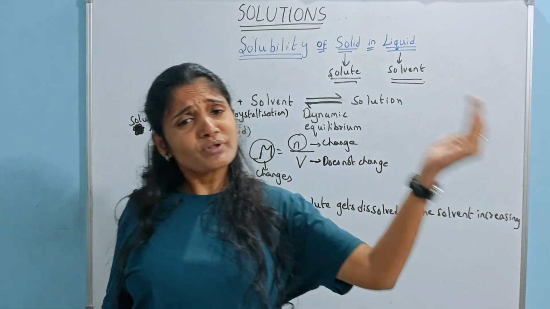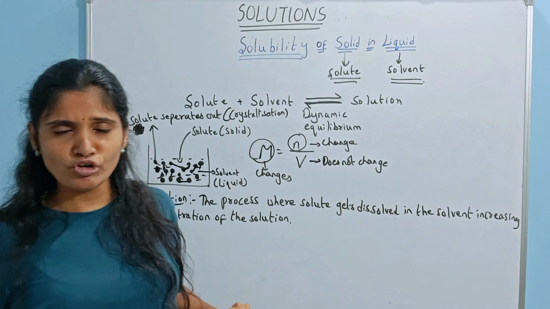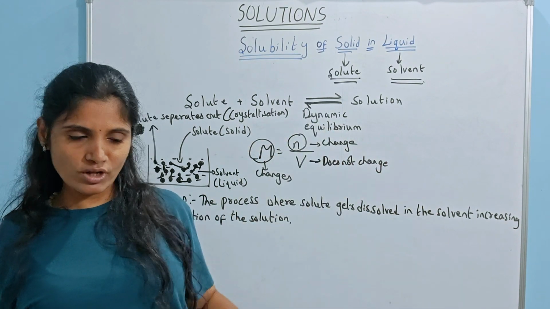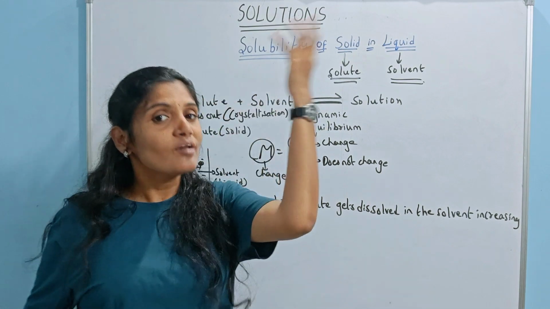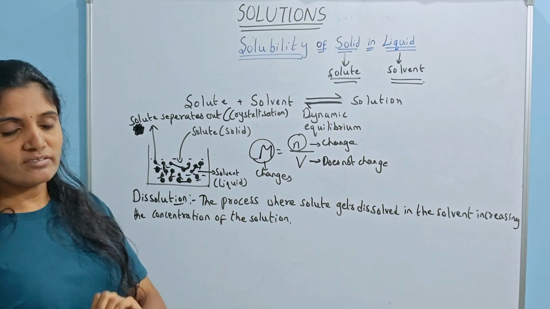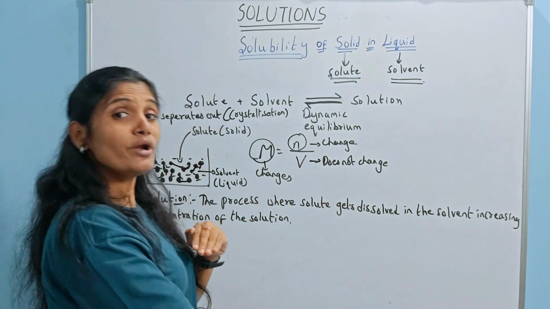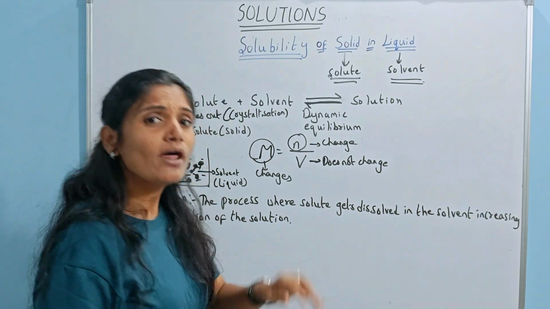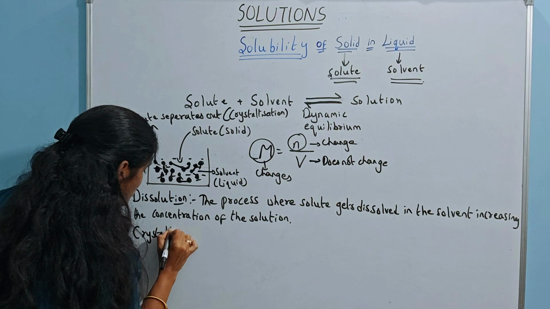So the dissolution process keeps on happening, increasing the concentration of the solution. When the solution becomes saturated, the solute particles keep on interacting with each other and separate out from the solution, which I call crystallization. So dissolution will happen, and after reaching the saturation point, crystallization also can happen. Let us define what crystallization is.